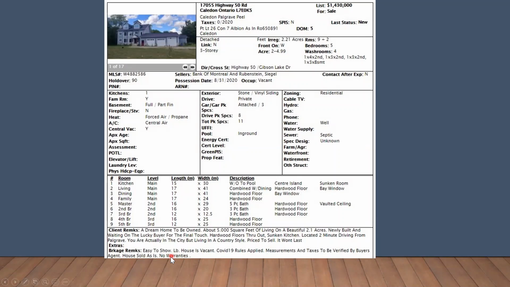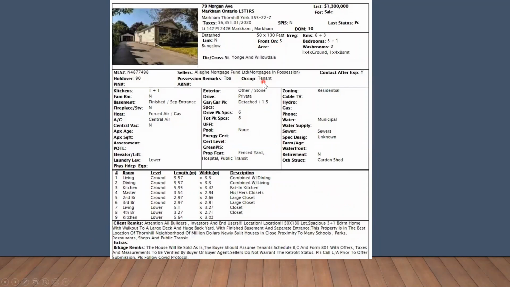As you can see, all these listings have home is sold as is. So can you get this at a good deal? Sure, you can get this at a good deal if you negotiate the price properly and you know what to look for. You want to look for a vacant property. You definitely don't want a tenant in there like this one, which is tenanted, because you might have a really difficult time getting out the renter. And that could drag on and that could cost you extra money.